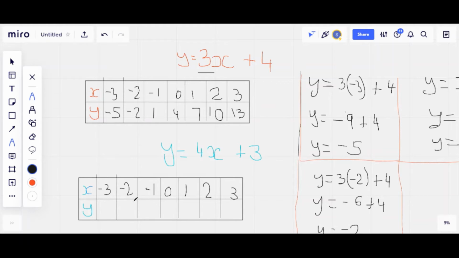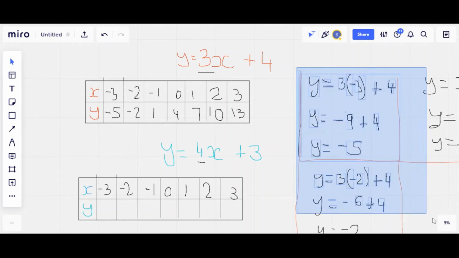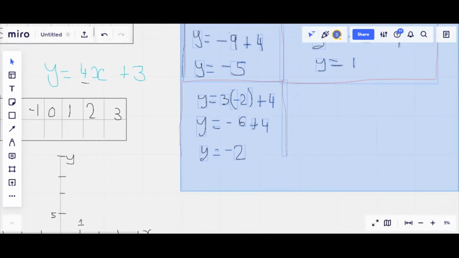So let's do the same thing for the second one, but we'll just find the first point, and then from there we'll use that gradient or rate of change to find the rest of the table. So I'm going to remove all this stuff here.